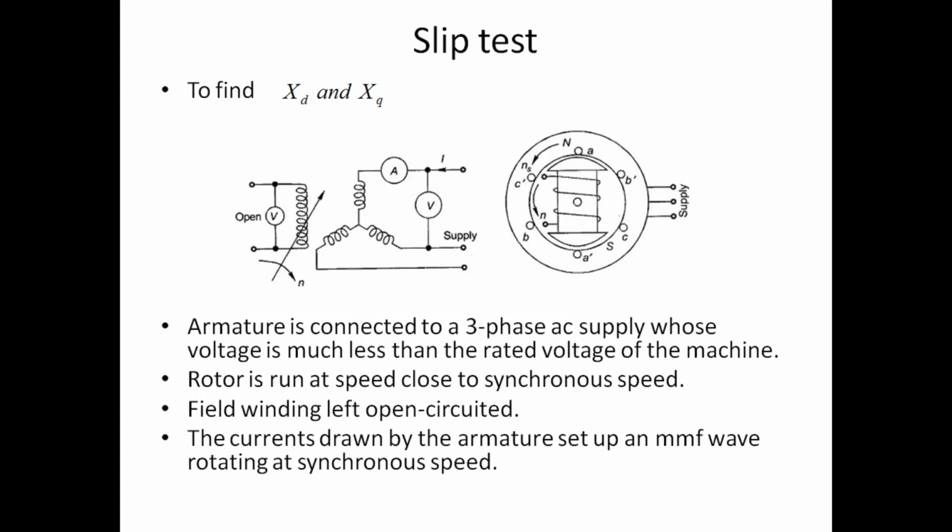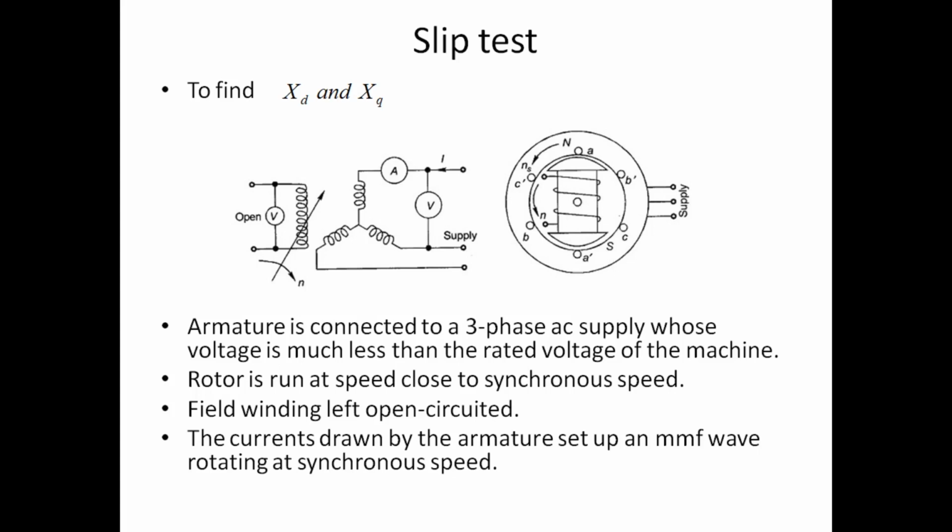We know that in a synchronous generator, what we usually do is that the field or rotor circuit is rotated with a speed Ns, and the armature circuit or stator is connected to the load, or electrical power is taken out from the armature circuit. But in the case of the slip test, there are some differences.